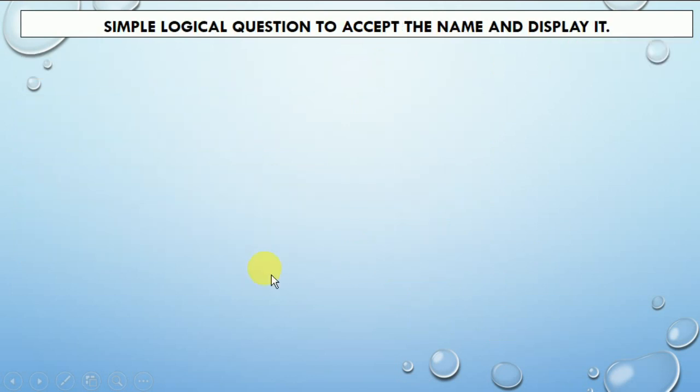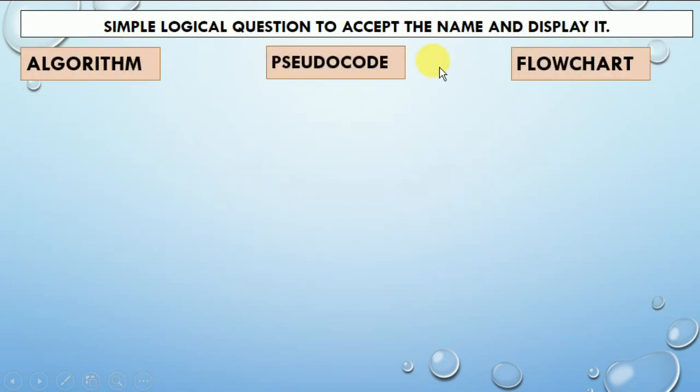Now we're going to write a simple question: accept the name and display it. A logical question. I'm not writing any code. I'm just going through the algorithm, then I convert it to a pseudocode and then convert it to a flowchart. In the next video, I'm going to show you how we convert that to a language in Python, C++, C, any language. We're going to have many language codes. मैं उसमें सब दिखाऊंगा how to convert these algorithms, pseudocode and flowchart to a programming language.